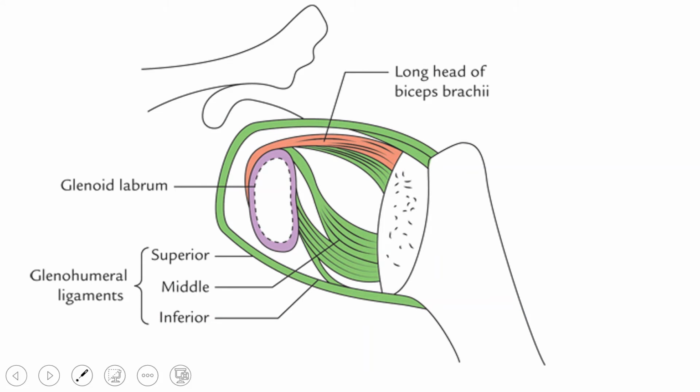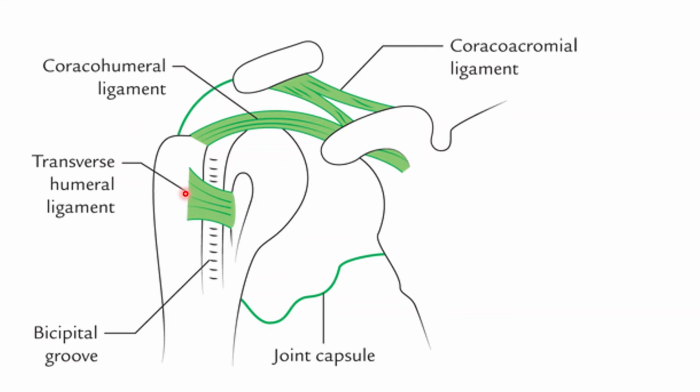Here we see the glenohumeral ligaments, which I have just discussed. The glenoid labrum, as I have already told you, is a fibrocartilaginous rim. The glenohumeral ligaments, superior, middle and inferior, are seen in this picture. The other ligament is the transverse humeral ligament, which is attached over the upper part of the lips of the intertubercular sulcus, and it acts as a retinaculum to hold the tendon of the biceps brachii in its position, as it lies over the long head of the biceps tendon.